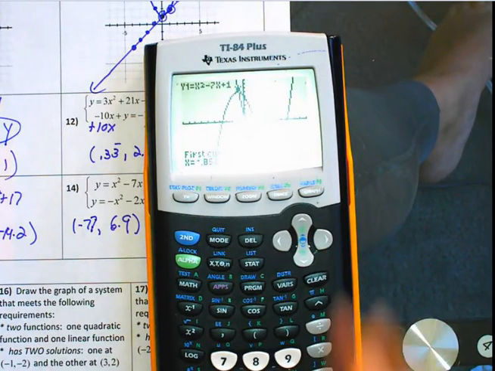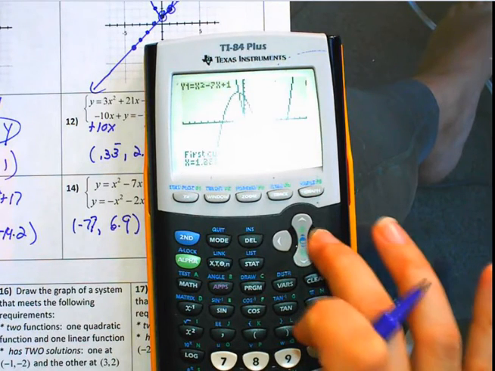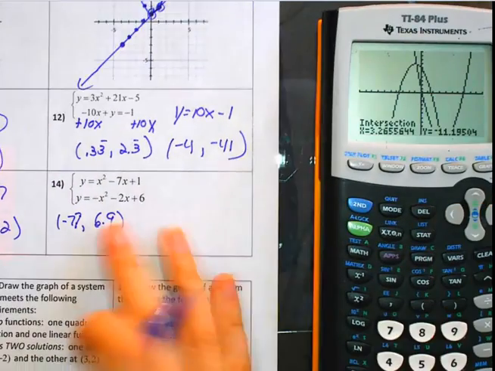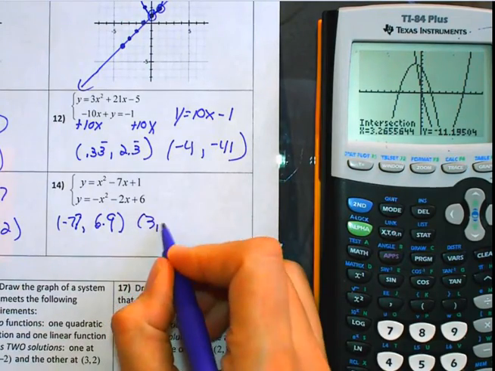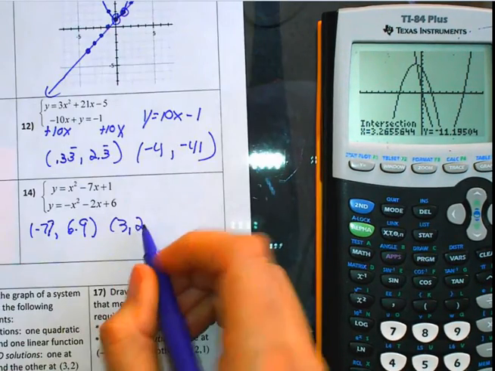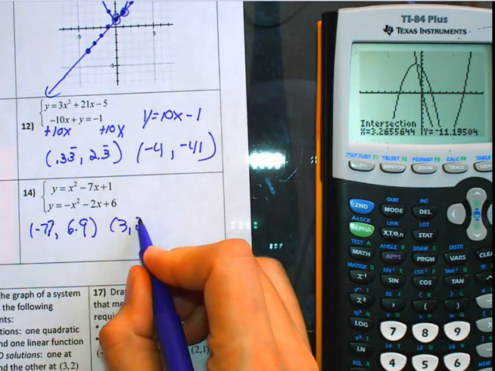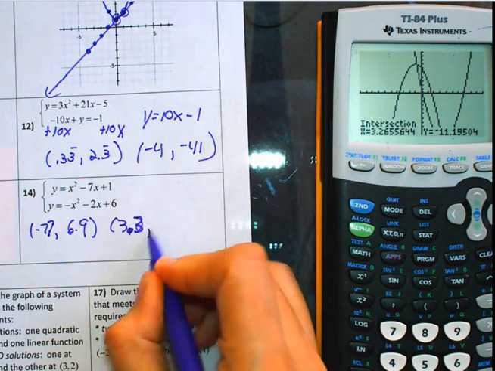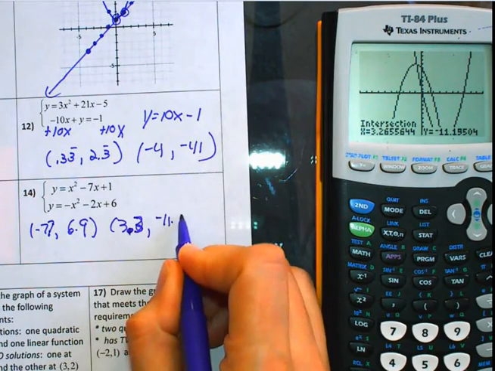Intersection, move down. This is off the screen, but just off the screen, so it probably will find the intersection for you, which is at 3, comma 2. Let's say 3.3, comma negative 11.2.